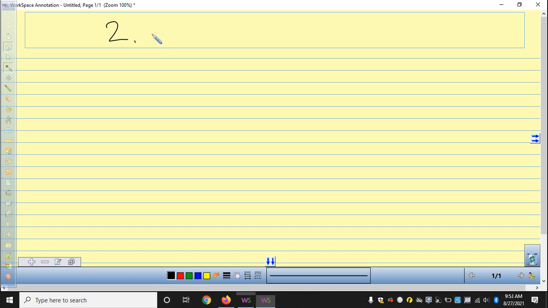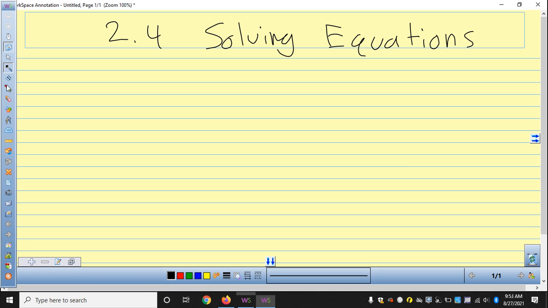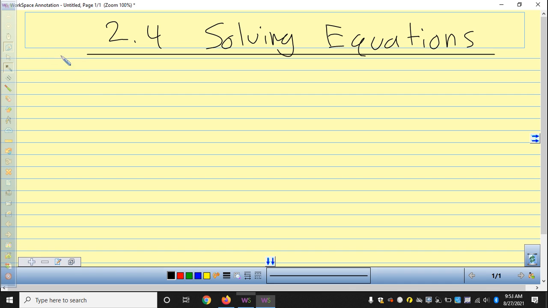Yeah, you could label it solving equations again. Or more solving equations. So, what I want to do is go through some more examples of just some different kinds of equations that you might see. So I'm going to list some steps.